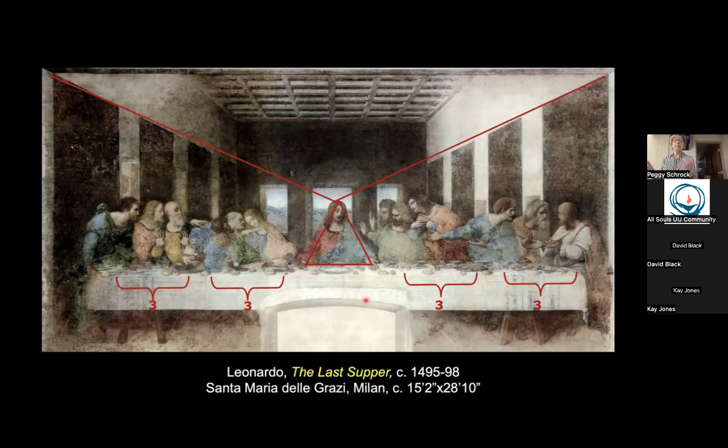The lines converge, the orthogonals converge at the head of Christ, drawing your eye to the vanishing point right where you should be looking. So it's a subtle use of one-point linear perspective that doesn't glare at you, and it works the way it's meant to work.